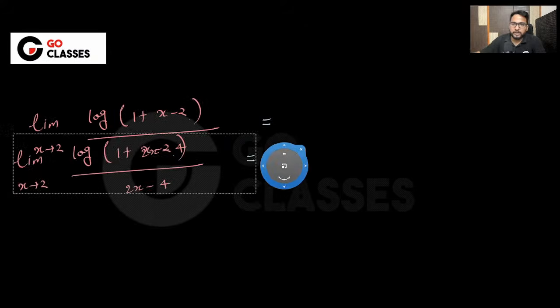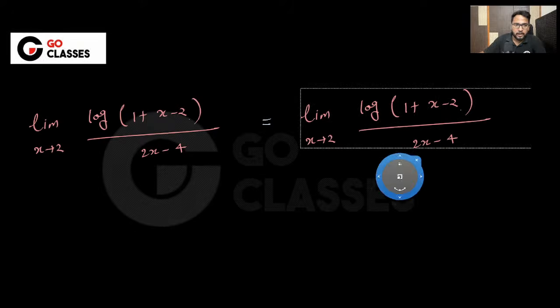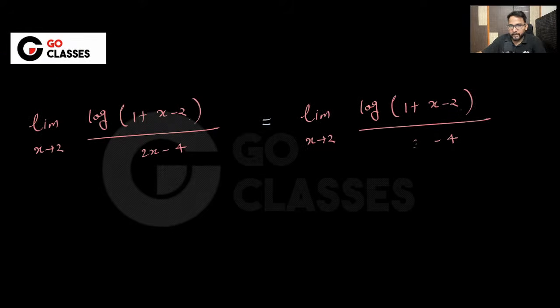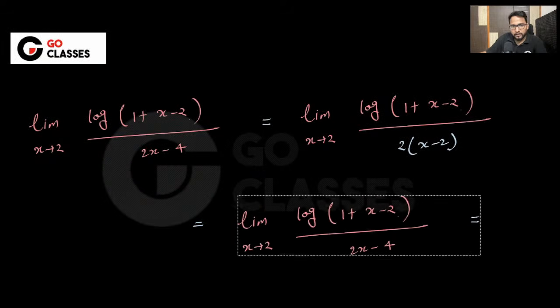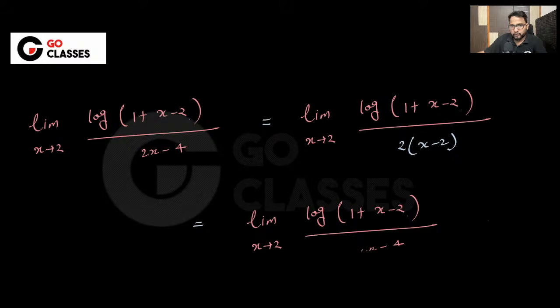But you can do one thing, and then you can solve this question. You can take a common term, and what term can you take common? You can take 2 common, and then this is x minus 2. And 1 by 2 is outside. You can take 1 by 2 outside, and then this is x minus 2, right?